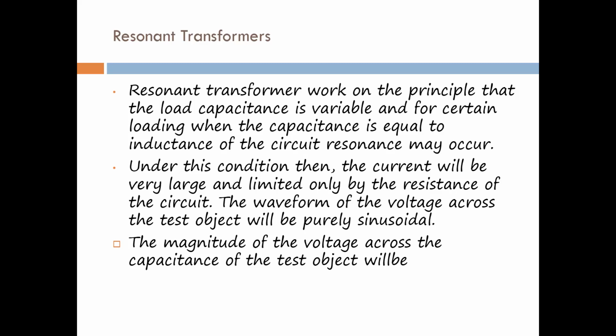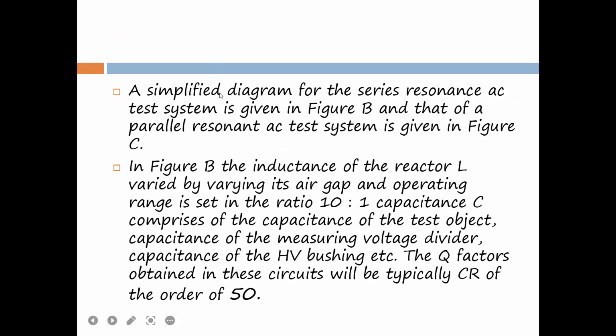The waveform of the voltage across the test object will be purely sinusoidal. You know the different types of waveforms, sinusoidal, rectangular, and so on. It is going to be purely sinusoidal, and that is obtained in the case of a resonant circuit. Two figures are given, figure B and figure C. Figure B is for series resonance and figure C is for parallel resonance.